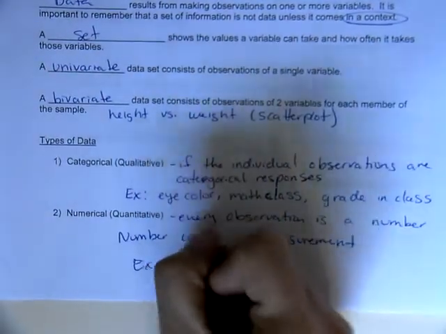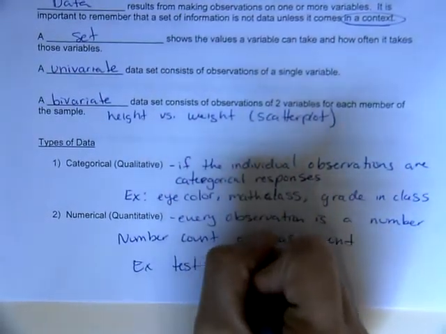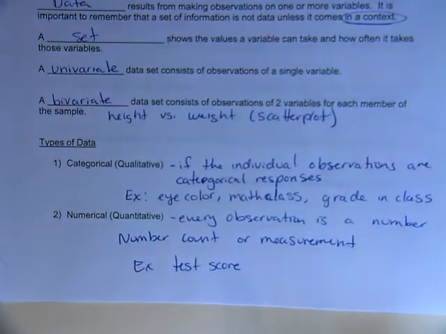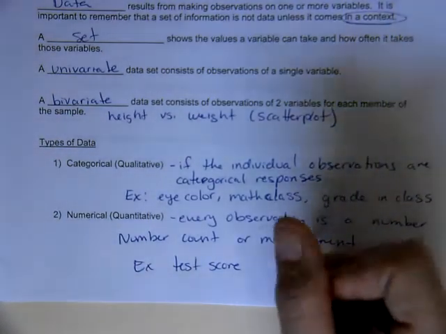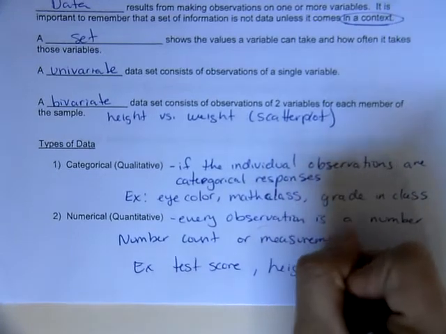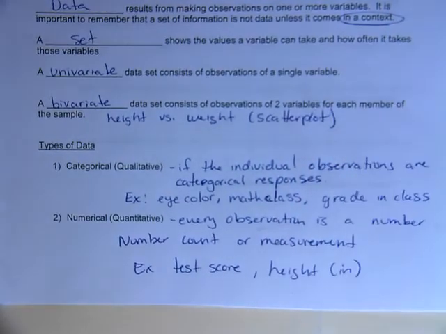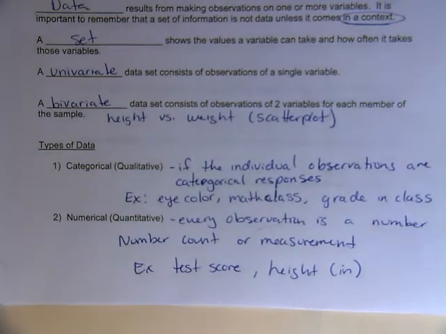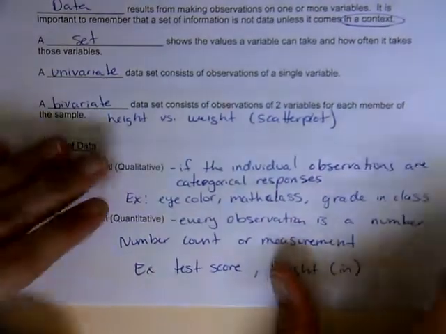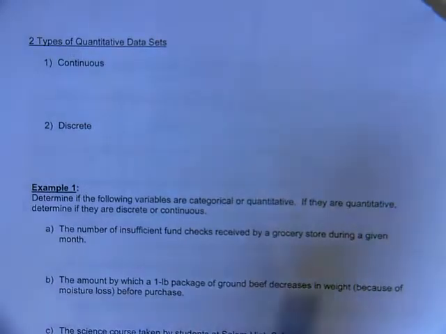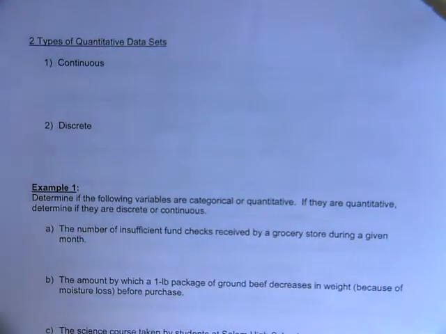So for example, like test score, you might get an actual number, like I got an 89 or I got an 88. Whereas height, if I'm looking at inches, I could say I'm 5'4", or I could say I'm 5'4 1/4". I could keep going down. So there's two kinds of different numerical data. So that's kind of what's on the next page. So you have categorical data, you have numerical data. So there's two types of numerical data.